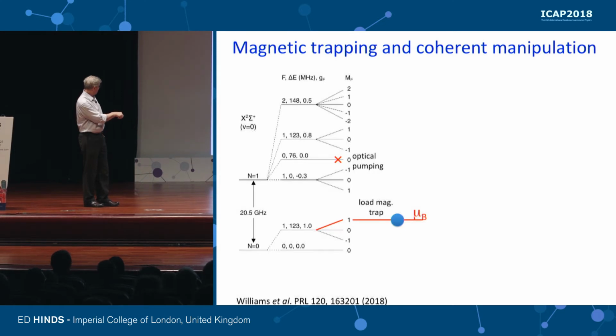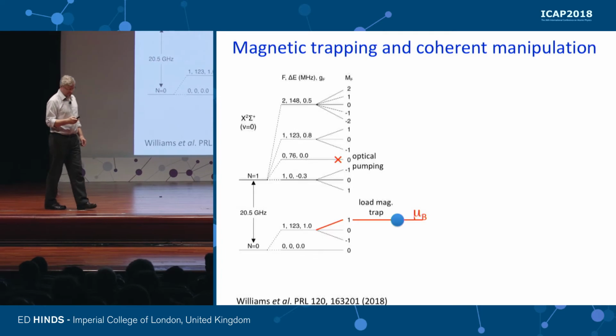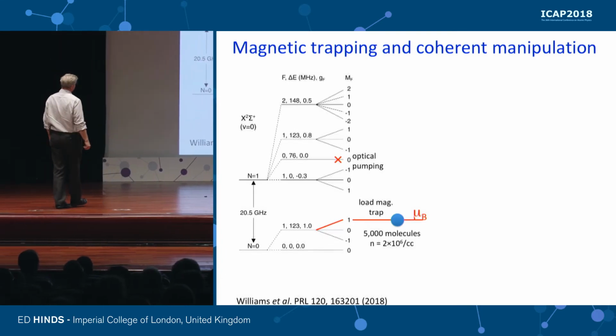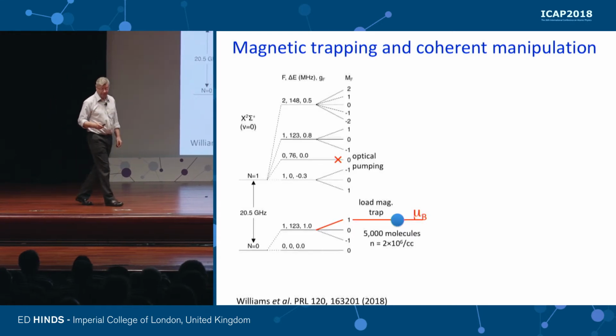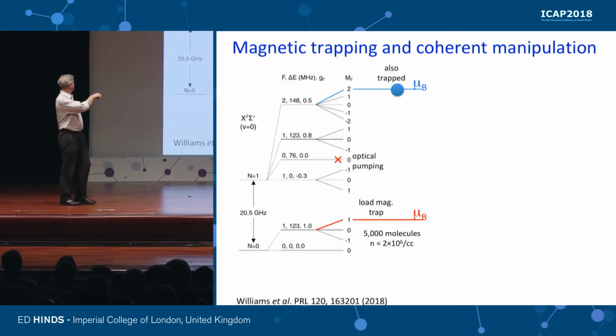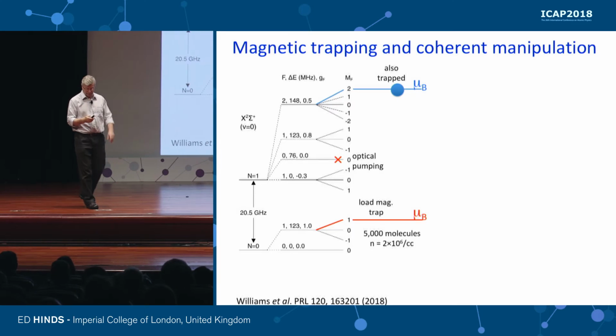This level here is a stretched state. It has a magnetic moment of 1 Bohr magneton. So it's trapped. And in the trap, we get 5,000 molecules with a density of 2 million per cc. And there's another trapped state, this one up here, which is also a stretched state, so also a 1 Bohr magneton state. These are both trappable.